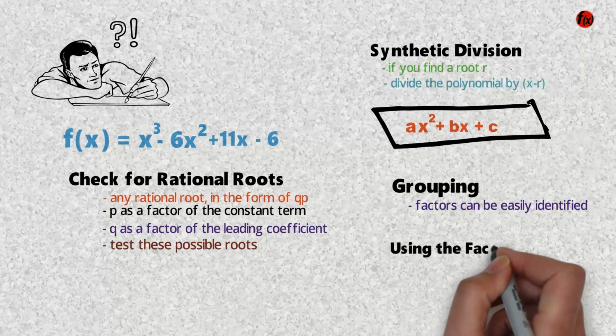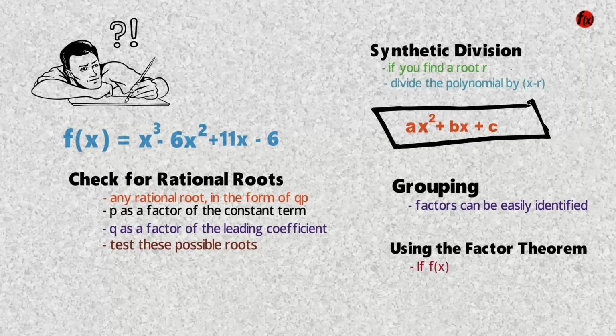4. Using the factor theorem. If f of x is a polynomial and f of a is equal to 0, then x minus a is a factor of f of x.